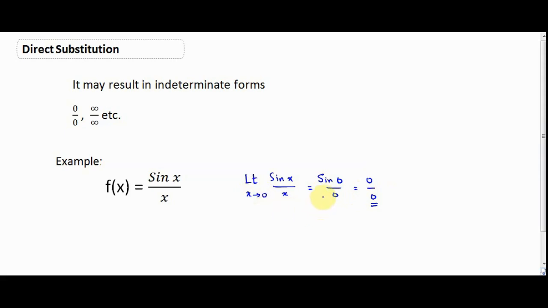So the value of limit, we are getting it as indeterminate. It doesn't mean that limit does not exist at the point x equal to 0. To find out the limit of this function at x equal to 0, we will be using simplify and substitute method, or otherwise L'Hospital's Rule. So using direct substitution, we may not be able to calculate limit of a function at a given point. Usually it will result in indeterminate forms like 0 by 0 or infinity by infinity. Okay, now let's have a look at simplify and substitute method.